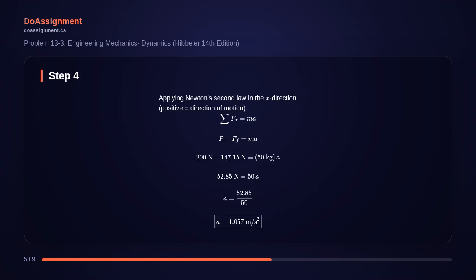Applying Newton's second law horizontally, the net force equals mass times acceleration. The applied force of 200 newtons minus friction of 147.15 newtons equals 50 times acceleration. The net force is 52.85 newtons, so the acceleration is 52.85 divided by 50, which is approximately 1.057 meters per second squared.